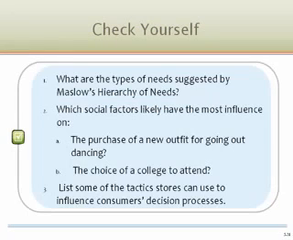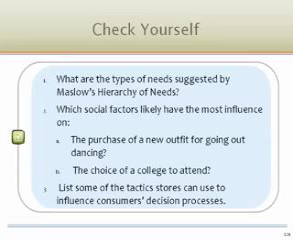Now check yourself. 1. What are the types of needs suggested by Maslow's hierarchy of needs? Physiological, for example, food, water, shelter. Safety, for example, secure employment, health. Love, for example, friendship, family. And esteem, for example, confidence, respect. And self-actualization: people engage in personal growth activities and attempt to meet their intellectual, aesthetic, creative, and other such needs.